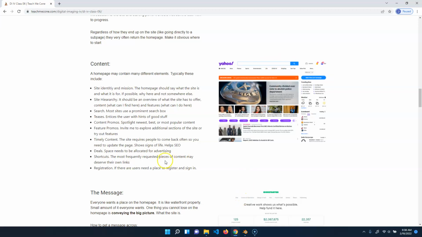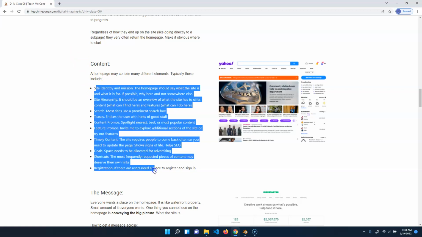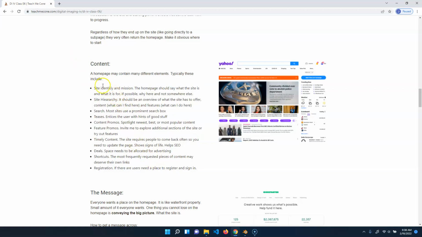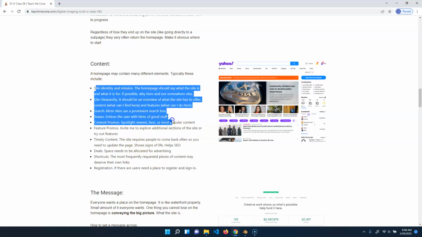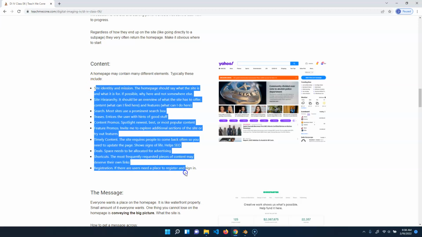You can read through this, but usually these are the elements that you'll typically find in a website. Almost all times, they will not have all of these things. They'll have these top ones typically, and then as you go down, these become less and less common.